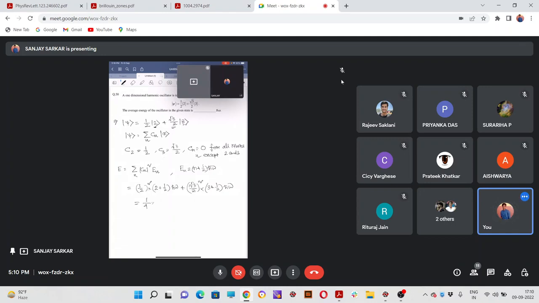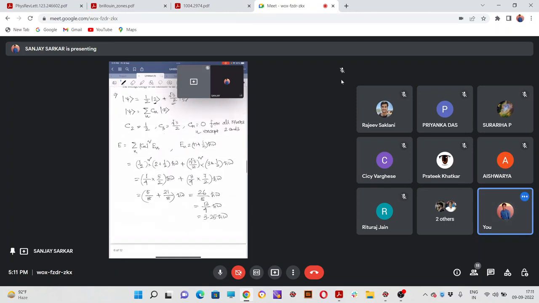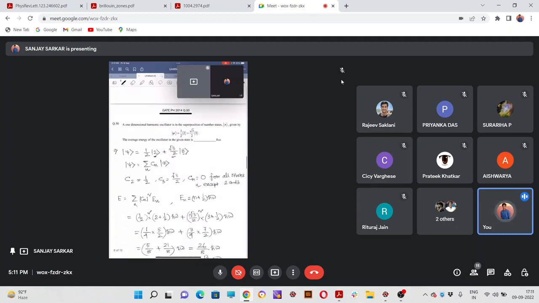1 by 4 into 5 by 2 h bar omega plus 3 by 4 into 7 by 2 h bar omega. So this is 5 by 8 plus 21 by 8, that is 26 by 8 h bar omega, which is 13 by 4 h bar omega. That is basically 3.25 h bar omega. So that is what is asked in the question.